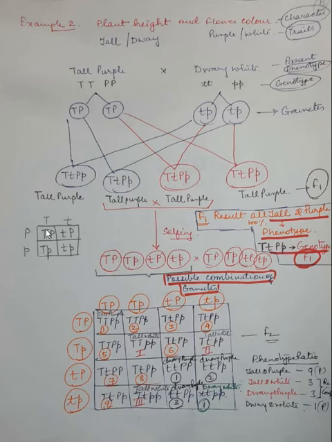Now you see what we receive here. This cross happened: capital T and capital P has come, see, this is the first one. Then capital T and small p, this is the second gamete. Small t and capital P has come here, and small t small p has come here. So these four are the possible combinations.